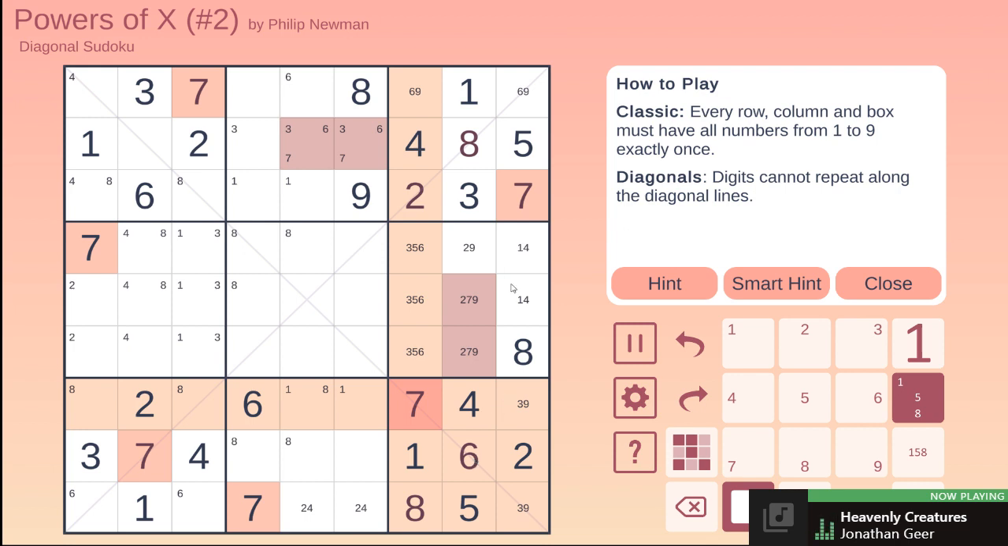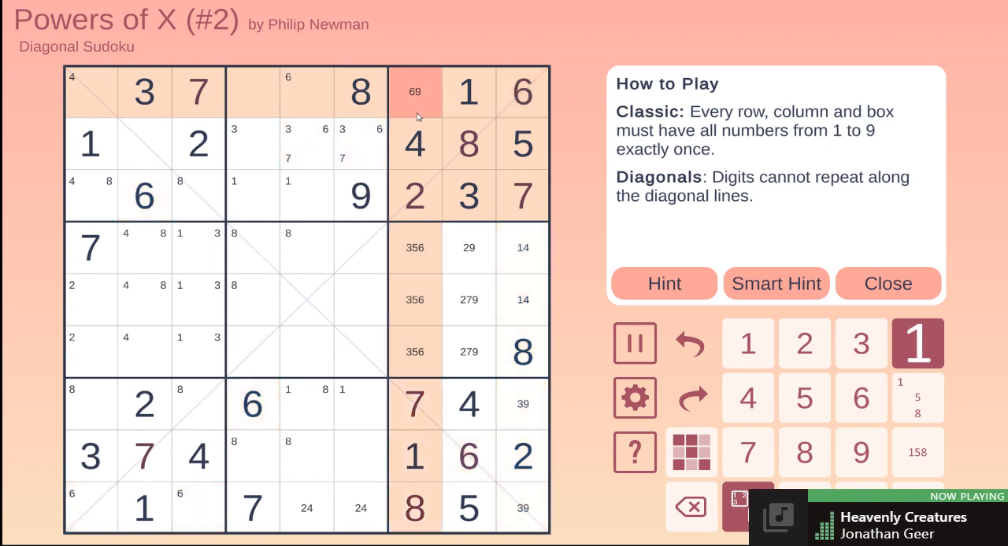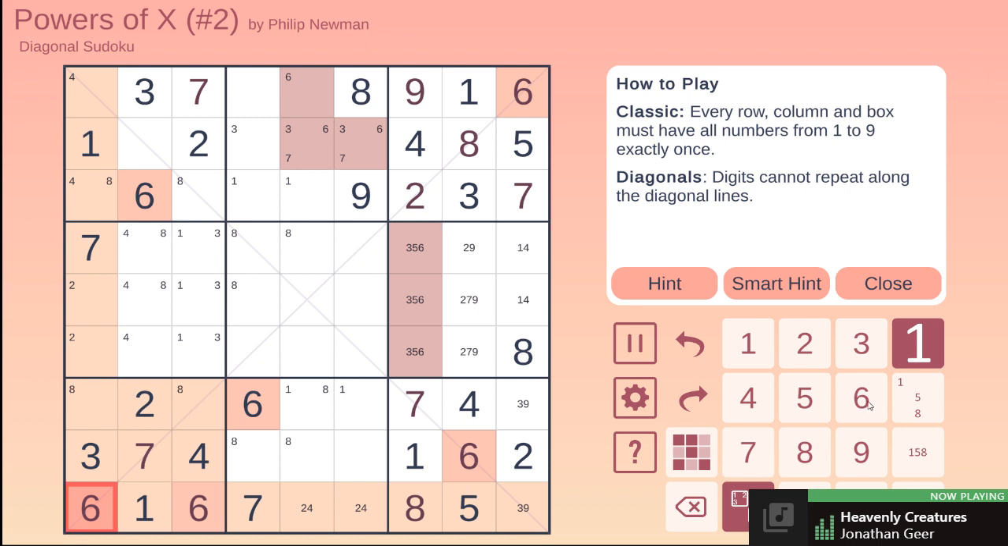This is 3, 9, 1, 4, 6, 9. So the only place the 6 can go in this column is right here. So this has to be a 6. This has to be a 9. Which also means this can't be a 6, which means this has to be a 6. Due to the power of X. Hold on. There we go.